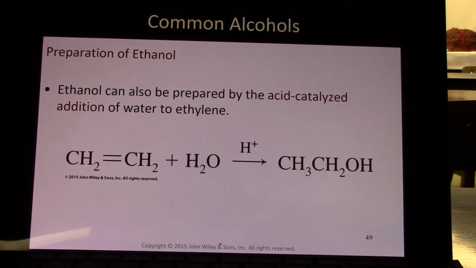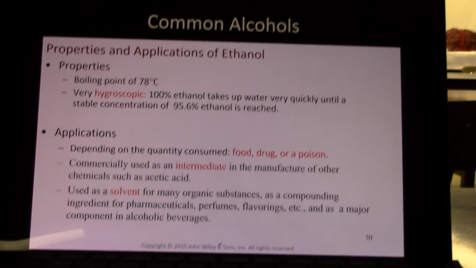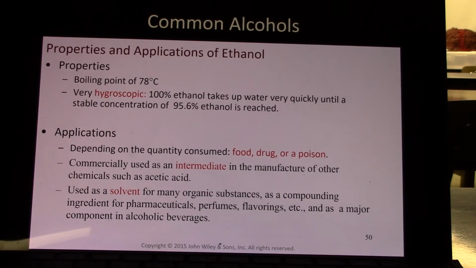Preparation of ethanol. Ethanol can also be prepared by acid-catalyzed addition of water to ethylene. Properties and applications of ethanol. Boiling point, 78 degrees. It's very hygroscopic, which means it actually takes water out of the air. And so if you have 100% ethanol and let it sit out, it'll start soaking up water vapor from the air until it's down to a concentration of 95.6% ethanol.